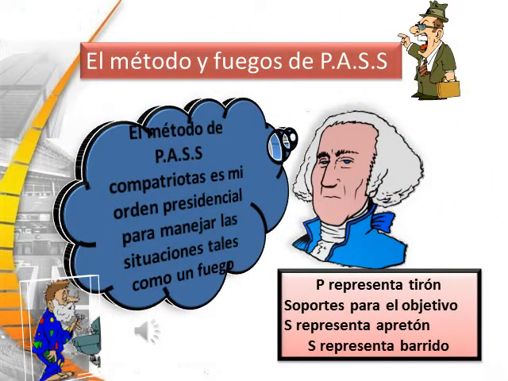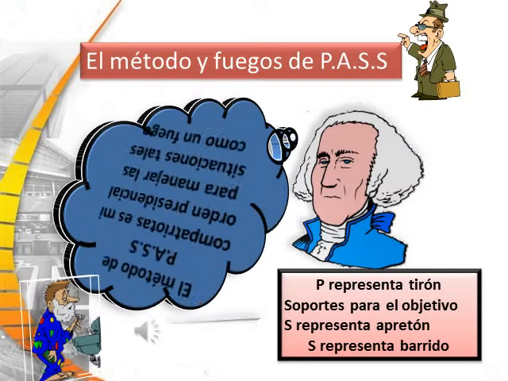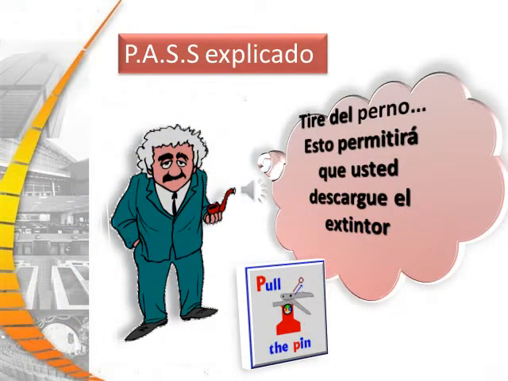My fellow Americans, I cannot tell a lie. The PASS method stands for P for pull, A for aim, S for squeeze, and S for sweep. Remember, P stands for pulling the pin. This will allow you to discharge the fire extinguisher.